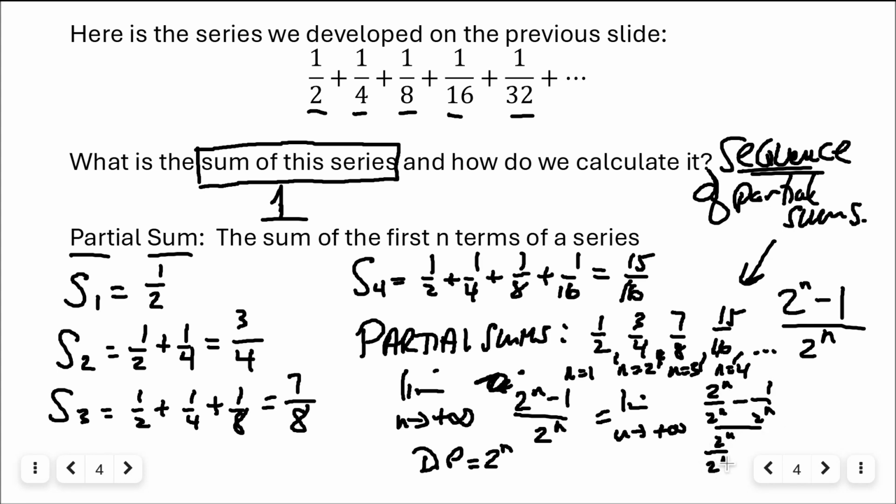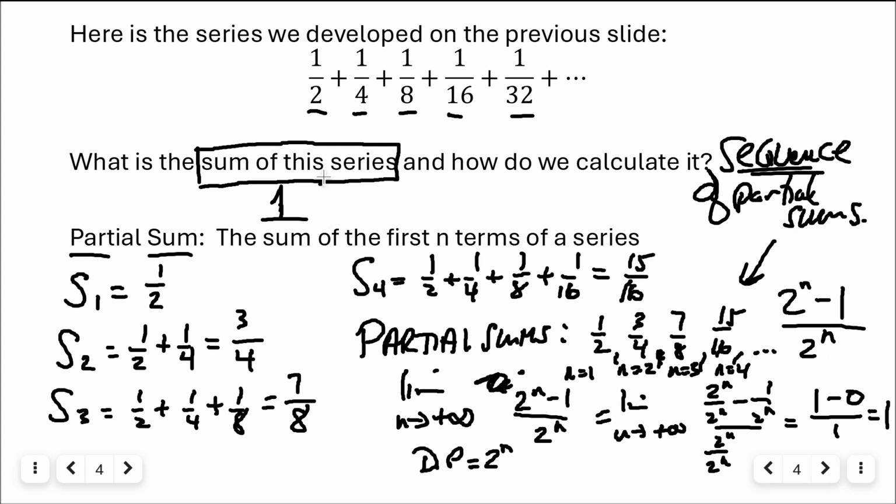Sorry, folks, I'm trying to squeeze this in here. That would be a 1. The limit as n goes to infinity here: 1 over something really big is really small, goes to 0. 2 to the n over 2 to the n is 1. 1 over 1 is 1. So the sequence of partial sums converges to 1.